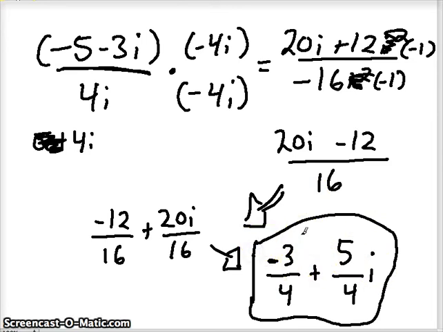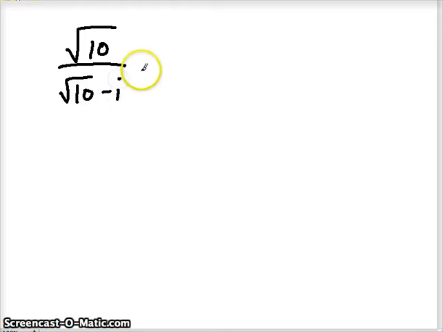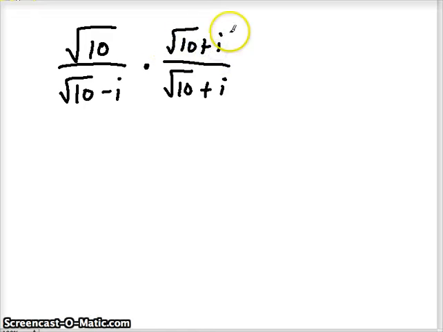I think we've got time for one more. Let's try and do one. It's a bit of a challenge here. Square root of 10 divided by the square root of 10 minus i. Alright, first figure out the conjugate. The conjugate would be the same thing, opposite sign. Multiply top and bottom by the same thing. We're going to distribute the top.